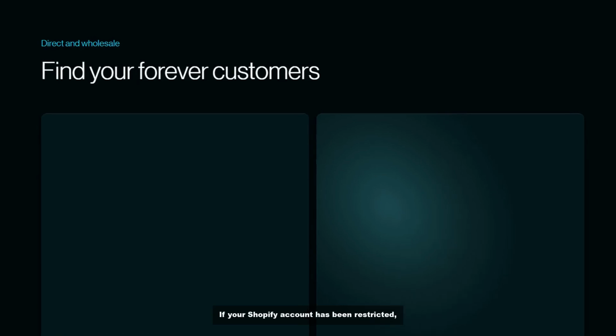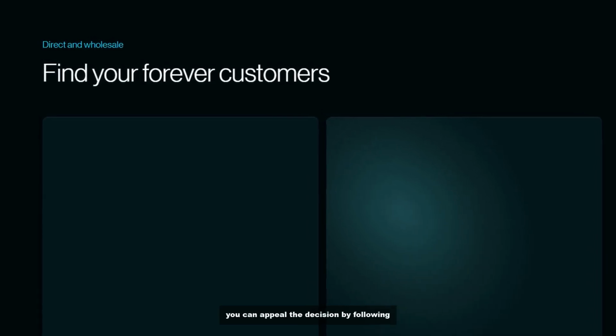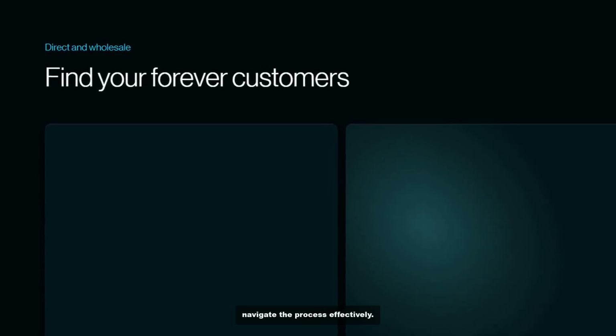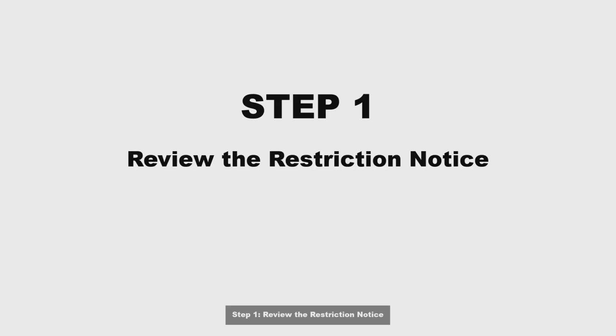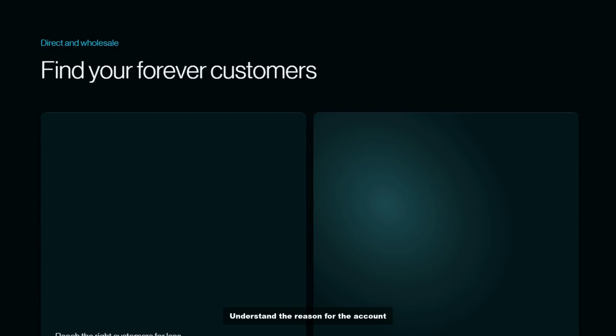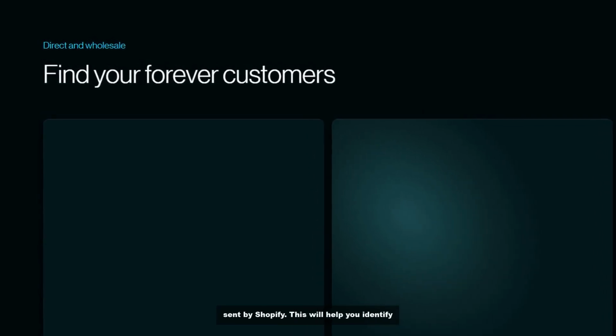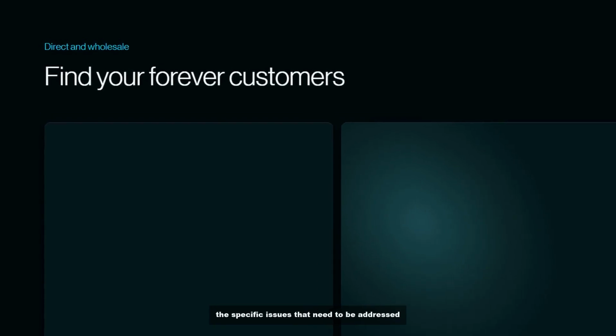If your Shopify account has been restricted, you can appeal the decision by following these steps. This guide will help you navigate the process effectively. Step 1. Review the restriction notice. Understand the reason for the account restriction by carefully reading the notice sent by Shopify. This will help you identify the specific issues that need to be addressed in your appeal.